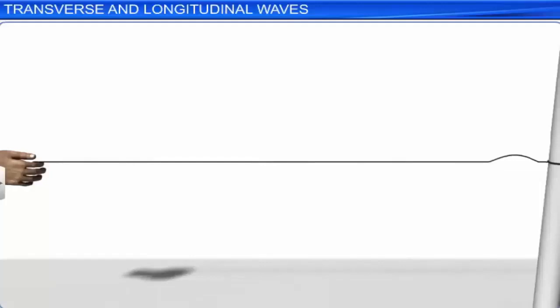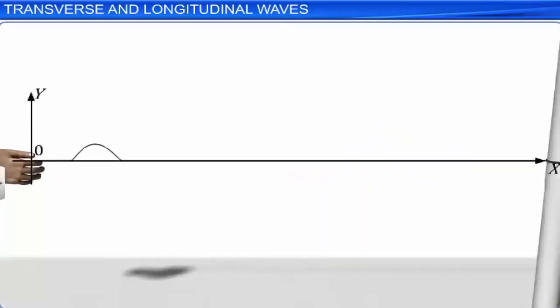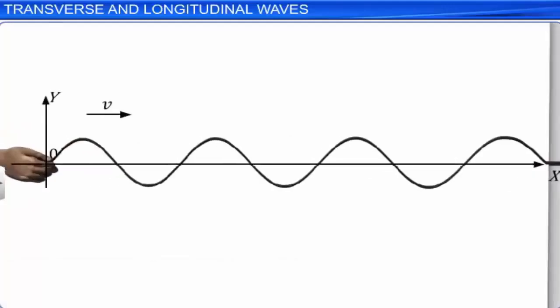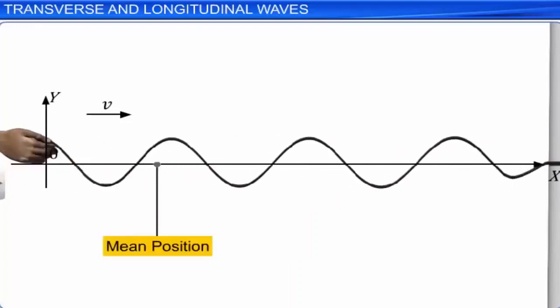The pulse that traverses through the string moves with a certain velocity v. Next, when the hand is moved up and down continuously about the mean position with a simple harmonic motion, a continuous wave, which is sinusoidal in shape, travels along the string with a velocity v.